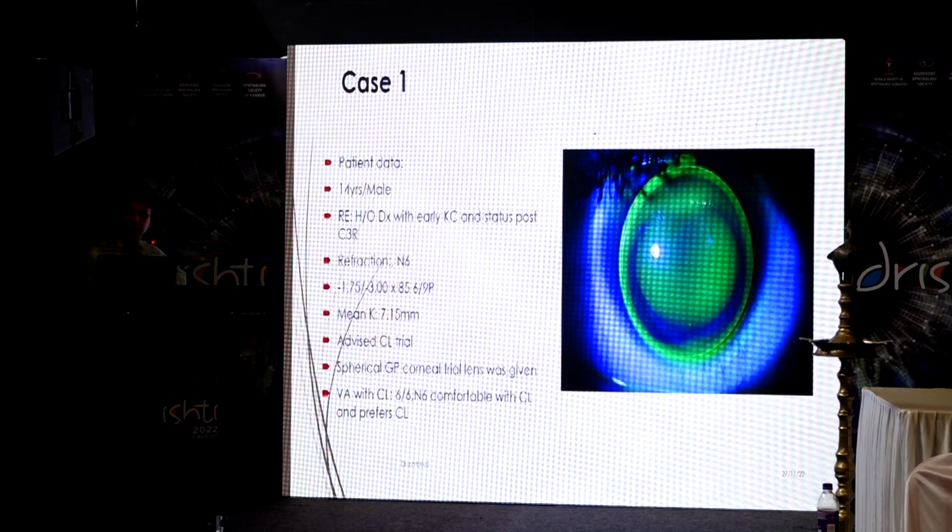So this is a very simple case of a 14-year-old male with early keratoconus post C3R. The refractive condition is minus 1.75 with minus 3 at axis 85, with 6/9 partial vision. And mean K values are given over here. So he was advised a contact lens trial. What I see is that very many designs have entered the market recently, especially with scleral lenses. So as practitioners, everybody jumps into fitting the scleral lens first.